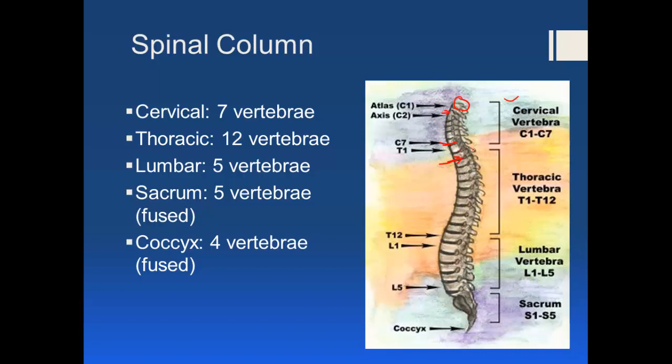The next one is the thoracic vertebrae, the ones in your chest, or your thorax, and those are T1 through T12. Down in the lower back, you have the lumbar vertebrae, numbered 1 through 5. Down below that, you have the sacrum. Most of the sacral vertebrae are fused. And at the very end, you have the coccyx, which is the tailbone, and those are also fused vertebrae.